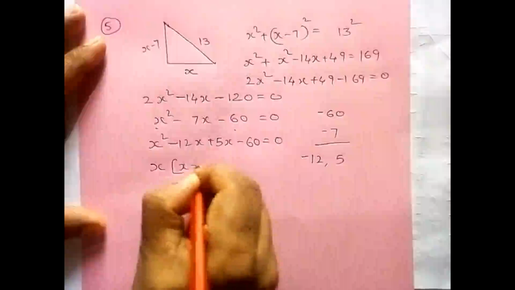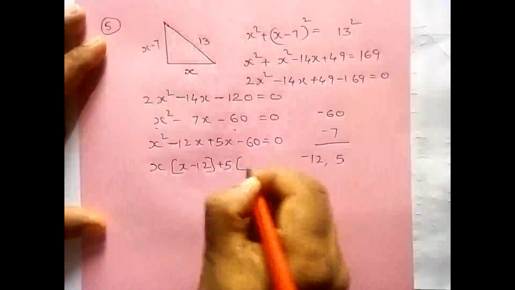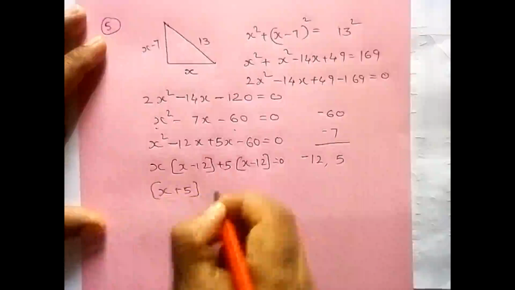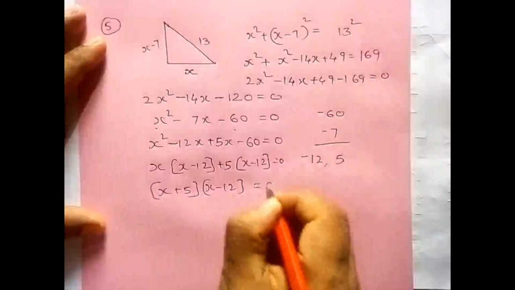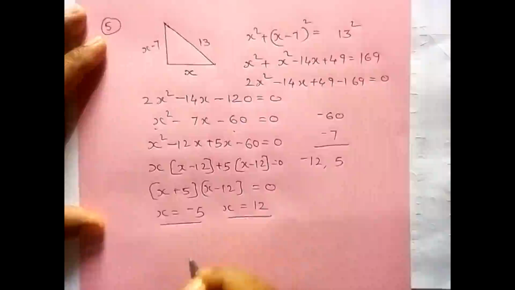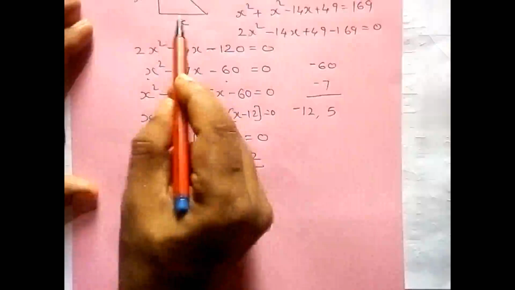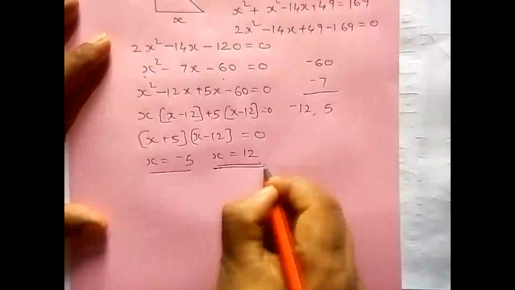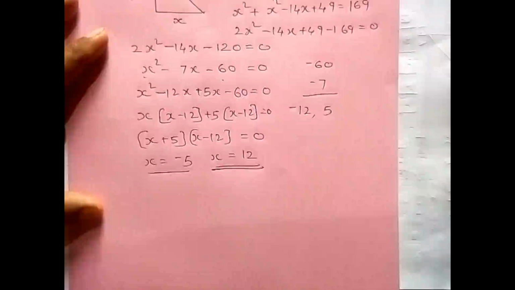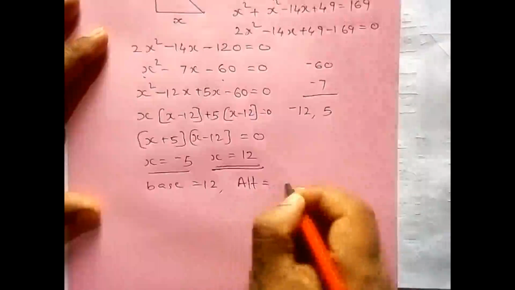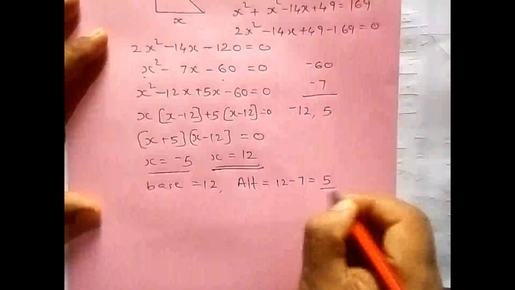x into x minus 12 plus 5 into x minus 12 equal to 0. x plus 5 into x minus 12 equal to 0. So x equal to minus 5 or x is equal to 12. Here the minus value we cannot take because it is a measurement. A measurement cannot go negative, so we take the value of x as 12. So base equal to 12 and altitude equal to 12 minus 7, that is 5.